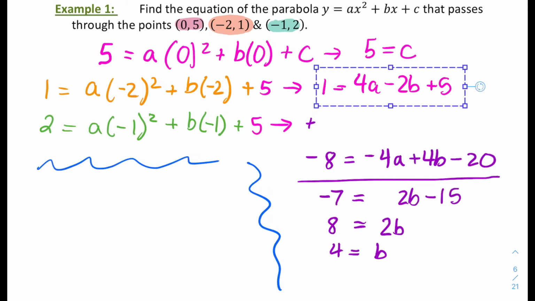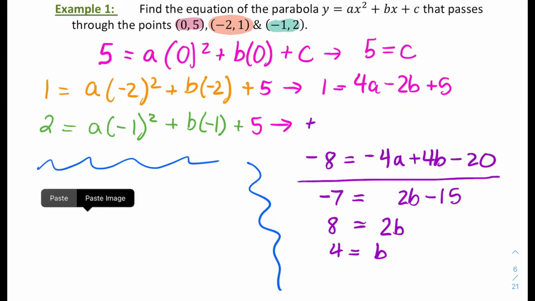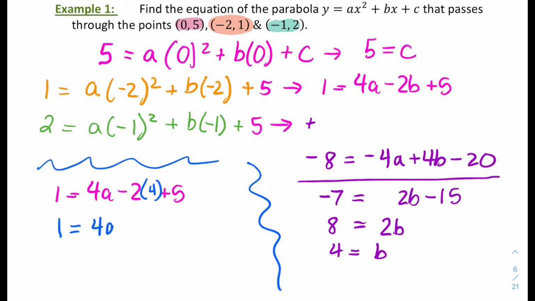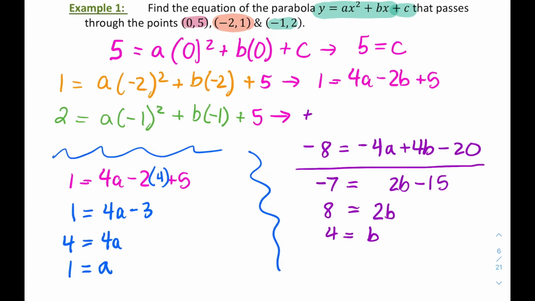I could go back to any of the 3 original equations that I wrote and plug in b there as well. So if I plug b in, I'm going to end up with 4a minus 3 equals 1, so a equals 1. So you have all 3 values. Don't forget to actually write the equation for this parabola. So replacing your values of a, b, and c in standard form is going to give you y equals x squared plus 4x plus 5.